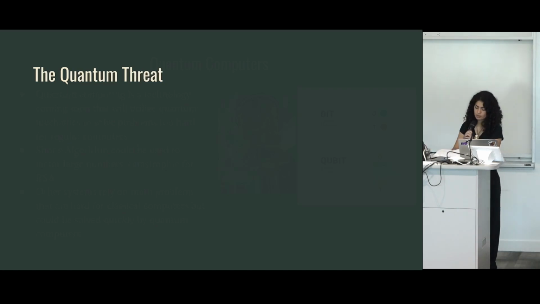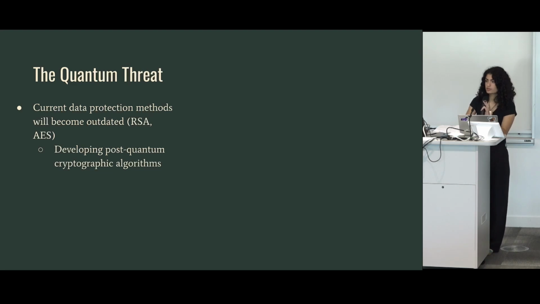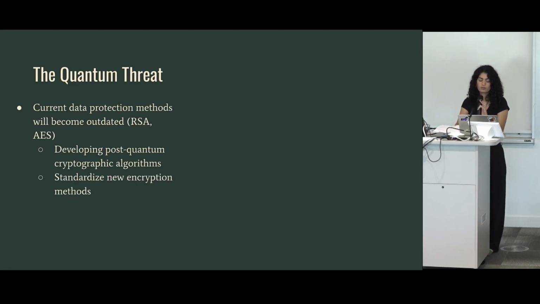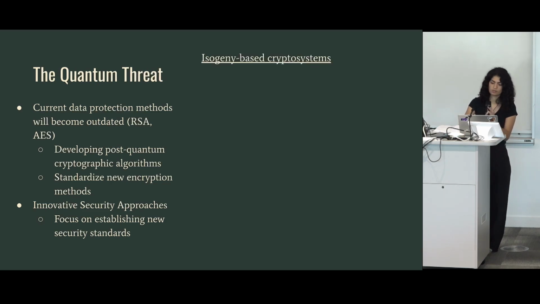Now that we've discussed quantum computers, let's talk about the threat. We know that once quantum computers come out, our current data protection methods will become outdated, like RSA and AES. Groups at the forefront of this research are currently developing post-quantum cryptographic algorithms with the goal of standardizing new encryption methods. This innovative security approach will focus on establishing new security standards across the board. Groups that are working on this are Google, IBM, and Microsoft.